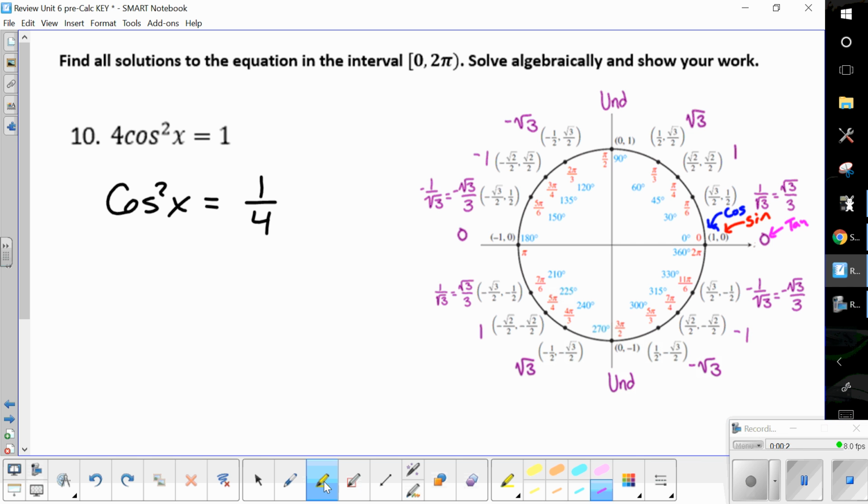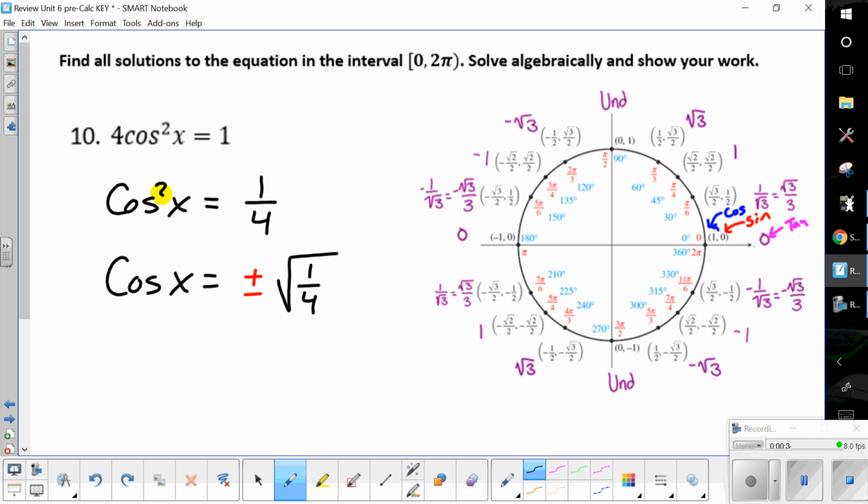And then in the last problem, we talked about getting rid of squared, so square rooting. Okay, so cosine of x equals the square root of 1/4. And don't forget, you have to incorporate the positive and negative. And when I do have square roots, I can break this up: square root at the top and the square root at the bottom. And we know that the square root of 1 is just 1, and the square root of 4 is 2. So I'm looking for positive and negative 1/2.